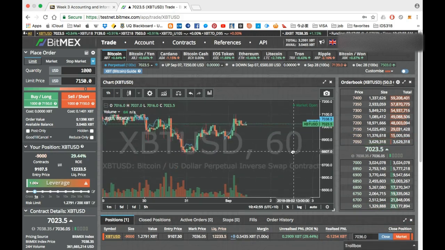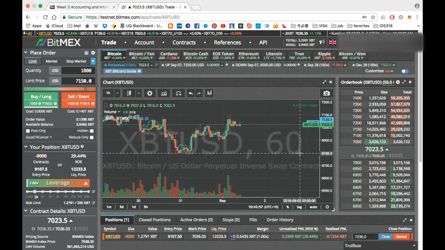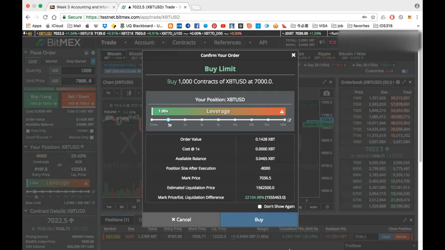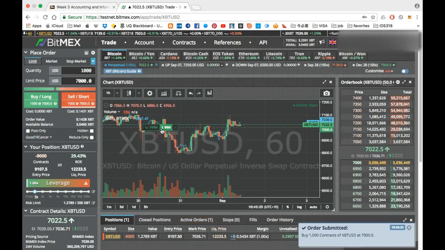You have to be a market maker to avoid the fee and get paid the maker bonus. It's a bonus fee that you get. It's 0.025% of the position that you close. Price is currently 7,023. I'm going to click on 7,000, which is below the price, and then I'm going to press buy. It's going to open an order there.